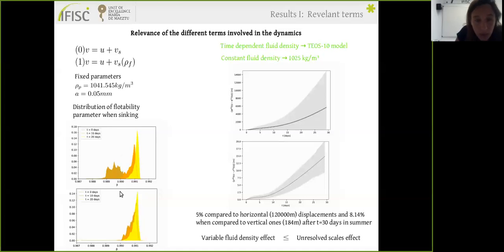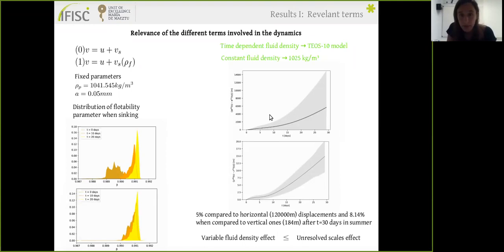And we see this difference, which is quite expected, because in summer we have a stratification with horizontal layers of the physical properties of the ocean, like fluid density, for example, or temperature. But in winter, there exists a destabilization of the water column, and then the density of the fluid is homogeneous along the water column. So this is the reason why we find after the different times of the trajectories almost the same distribution of betas in winter and not in summer.